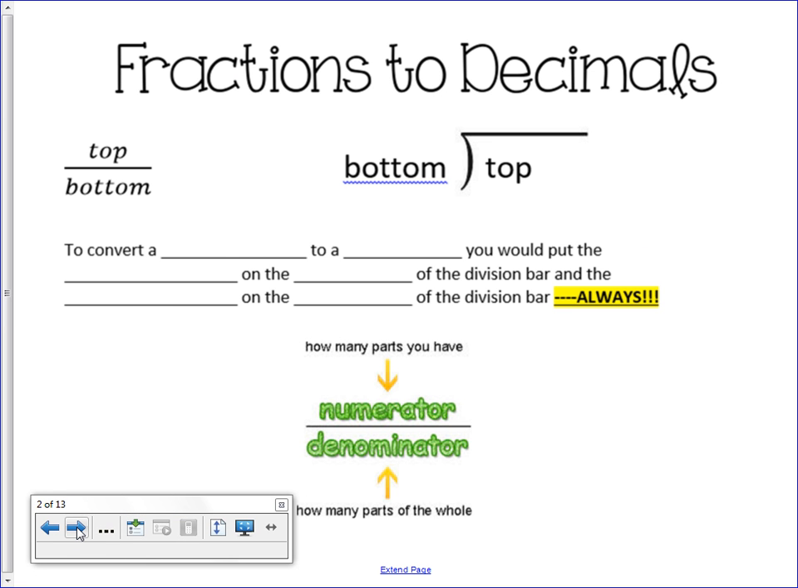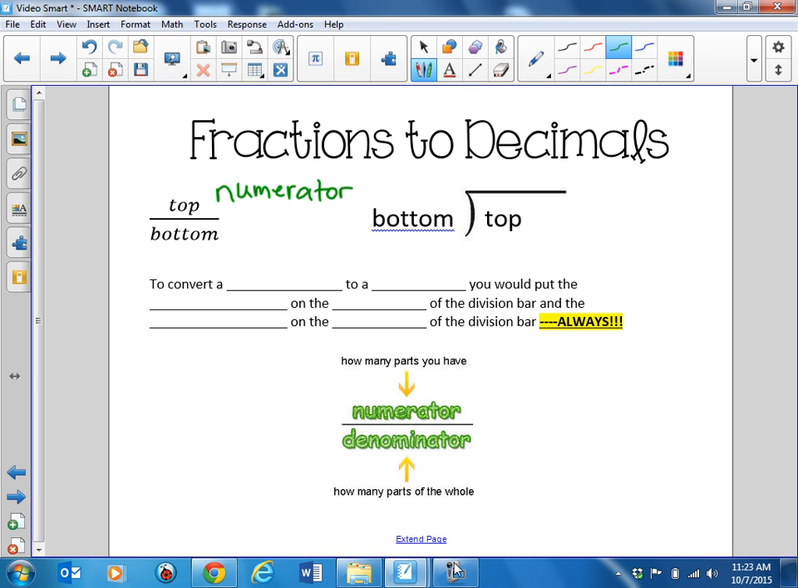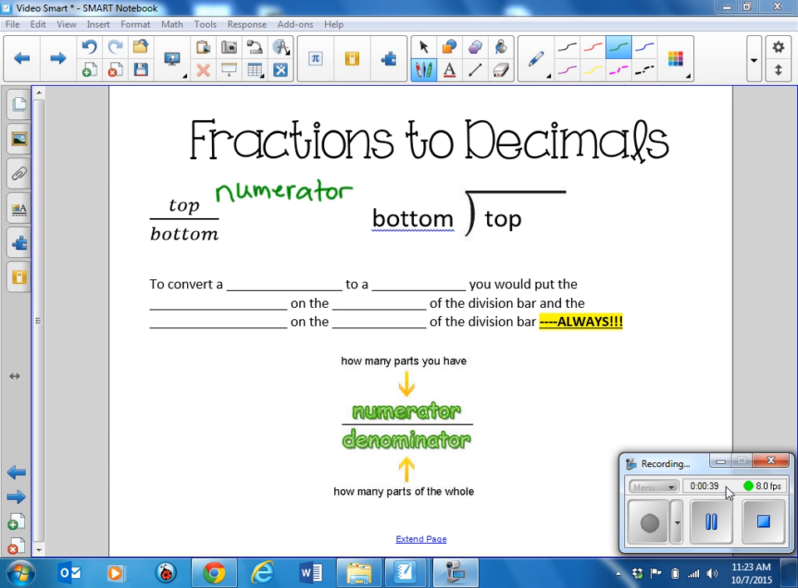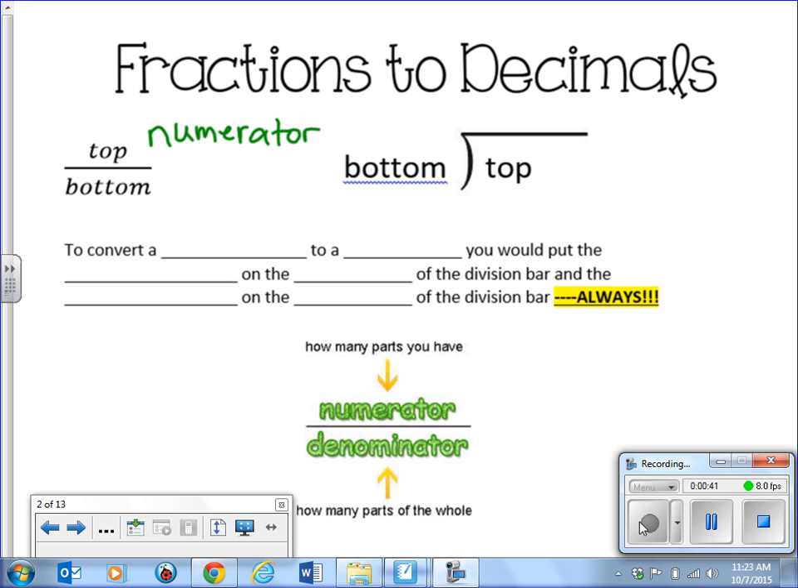So in your notes, you're going to see here that you have a fraction. You have your top number and you have your bottom number. The top number is called your numerator. So I want you to go ahead and write numerator. Okay? That's called your numerator. All right? And your bottom number is called your denominator.